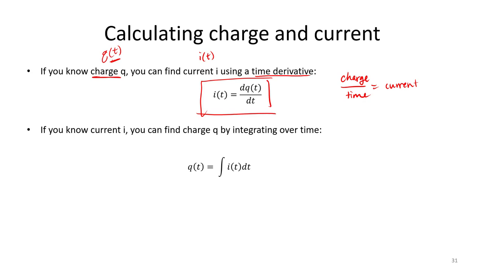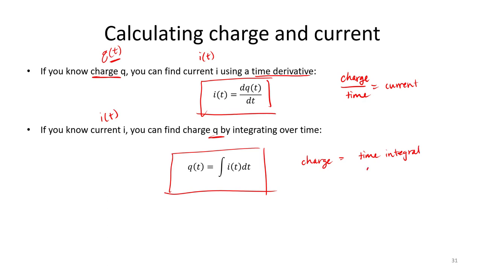Similarly, we can go in reverse. If we know current I of t, and we want to find how much charge was delivered, then we just take the integral. So in this case, charge is just the time integral of our current. So make sure you know these relationships.